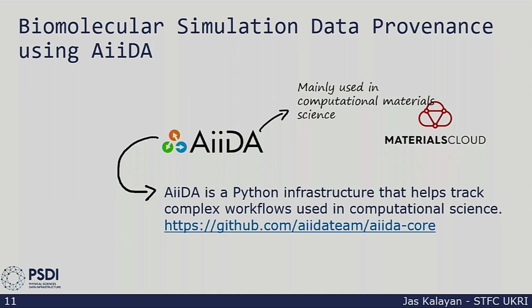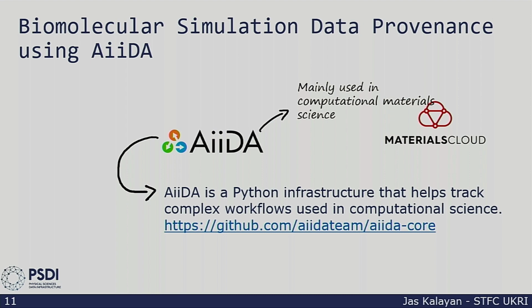So now I'll move on to what we are trying to do. In terms of data provenance, we are using a tool called AiiDA, which is a Python infrastructure which helps track complex workflows used in computational science. And it's mainly used in computational material science. The workflows in material science are usually quite rigid, so you can set up a specific workflow and apply that to many different types of materials, and that workflow usually stays the same. This isn't the case, as I showed before, for biomolecular simulations. We are all over the place. We're using loads of different tools.